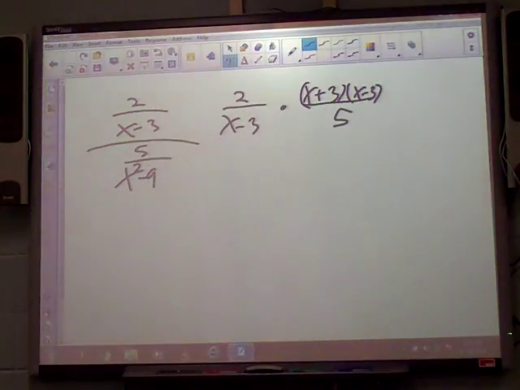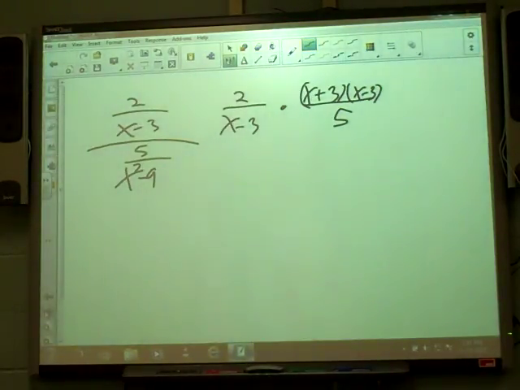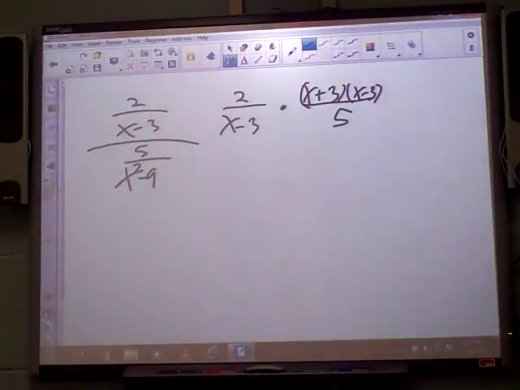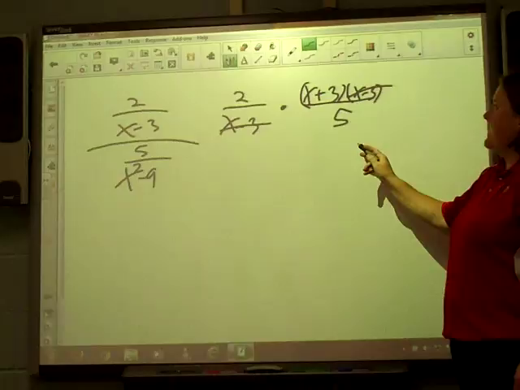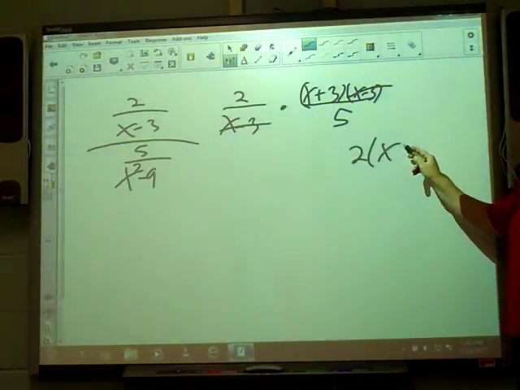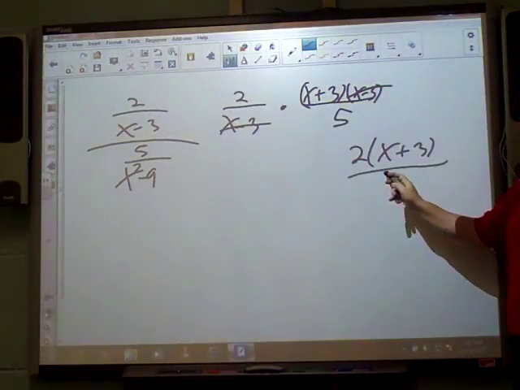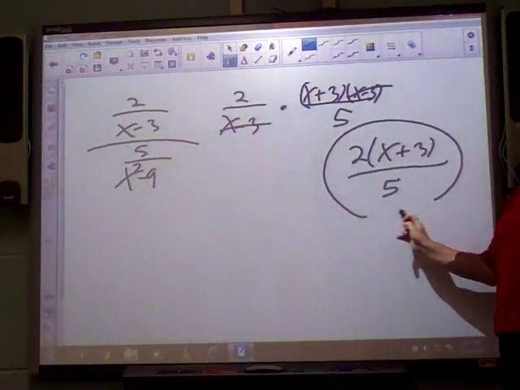If you had missed that, you would have missed something that you can ninja, and you would have had to do it in the end. It would have been a little bit more difficult. Now you see you've got x minus 3, x minus 3. So on your numerator, 2 times x plus 3, and on your denominator, 5.